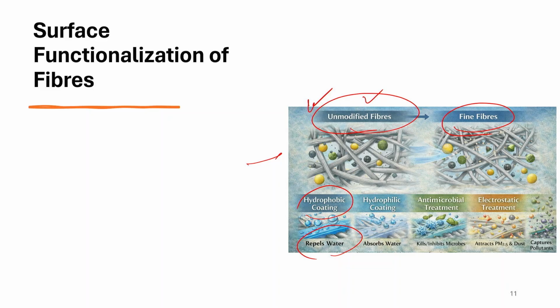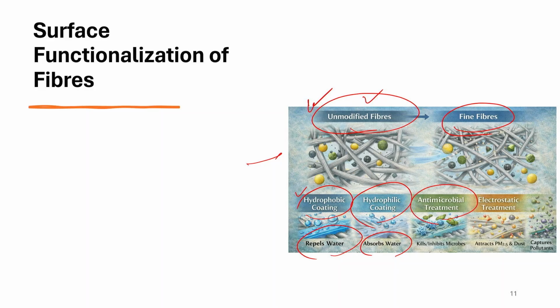So, that means for any mask, if we use hydrophobic coating on the outer surface or inner surface, it will not get wet. Normally, on the outer surface we try to use hydrophobic coating; we can also use hydrophilic coating, particularly for the inner surface, which absorbs water, like our sweat, it can absorb.